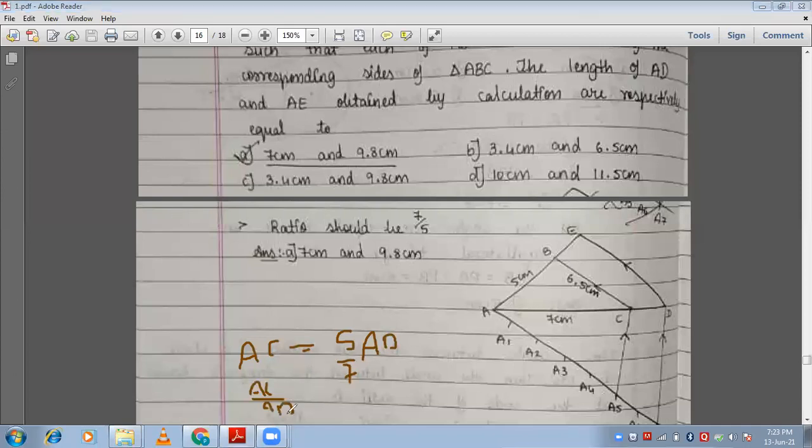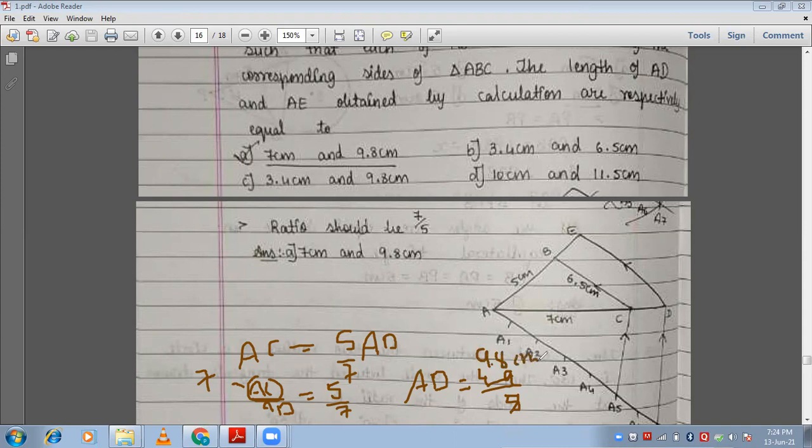AC by AD is equal to 5 by 7. Now, we know the value of AC. AC is equal to how much? The value of AC is 7 centimeter. So now find out AD. AD is equal to 7 sevens are 49 divided by 5. When you simplify this one, you will get 9.8 centimeter.